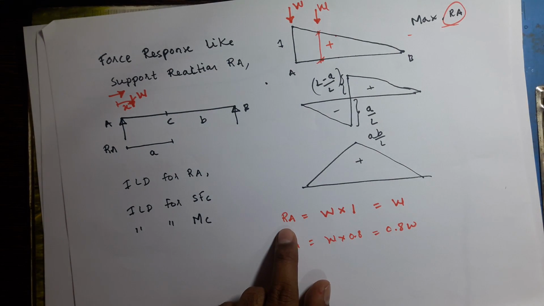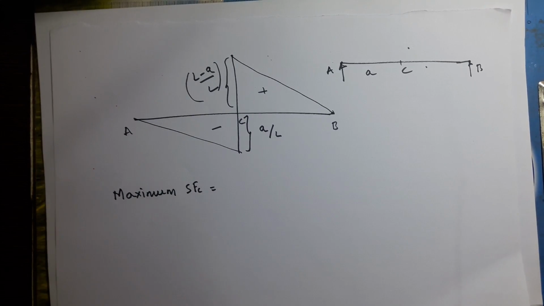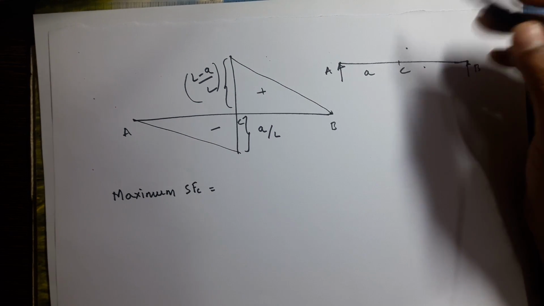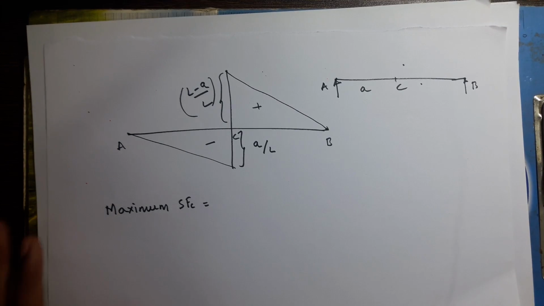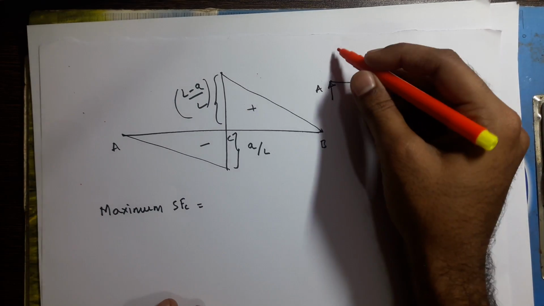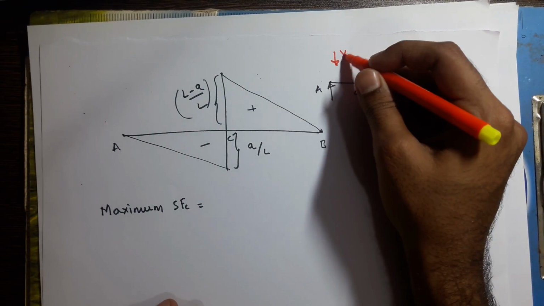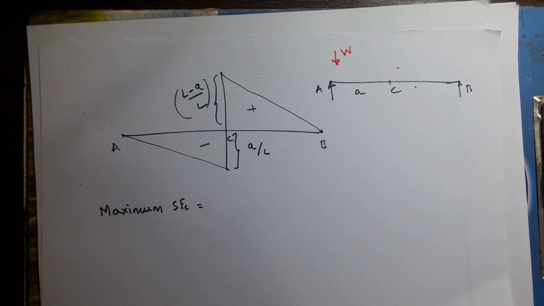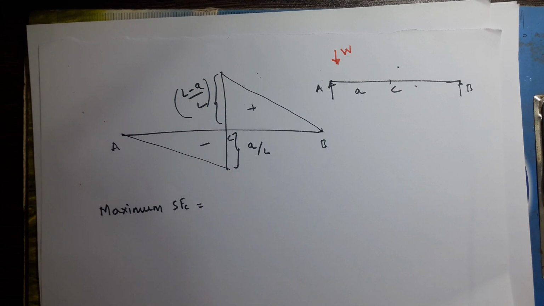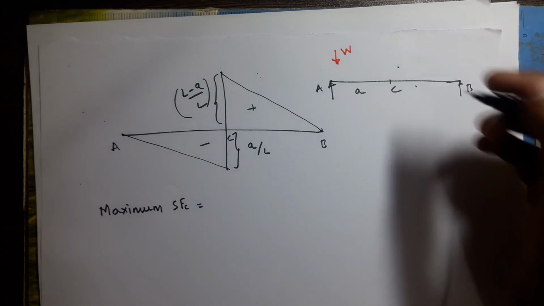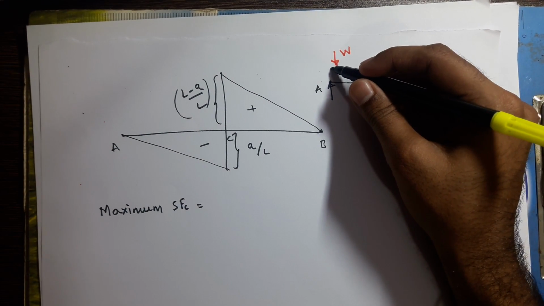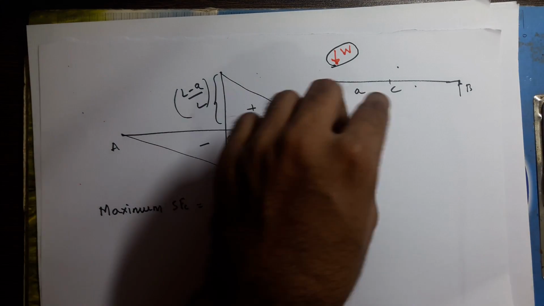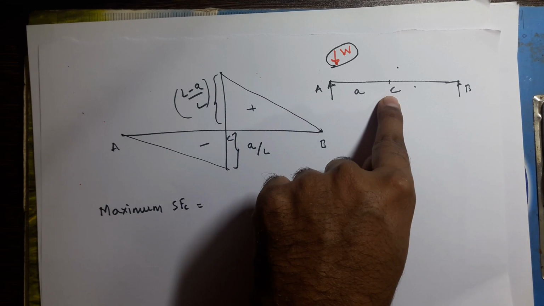Okay, now we have to talk about shear force at C. We are dealing with a single point load which is moving from A to B. Our aim is to calculate maximum shear force at C. So where we have to place this single point load so as to get maximum shear force at C?